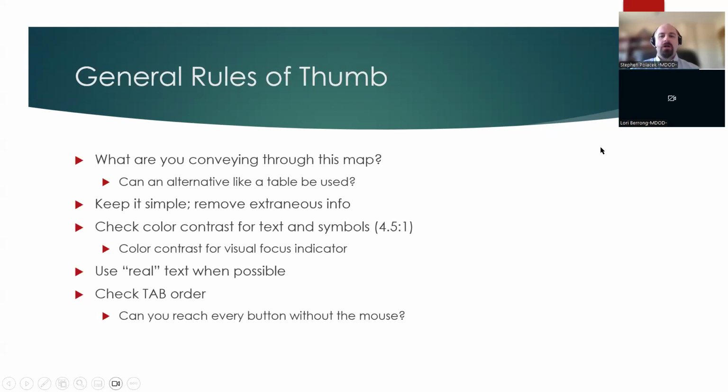Now, again, that is the minimum ratio. Obviously, there can be more, and it can also be a little dependent on what your base map is. So that'll be something we talk about shortly. One other thing to talk about here is the visual focus indicator.